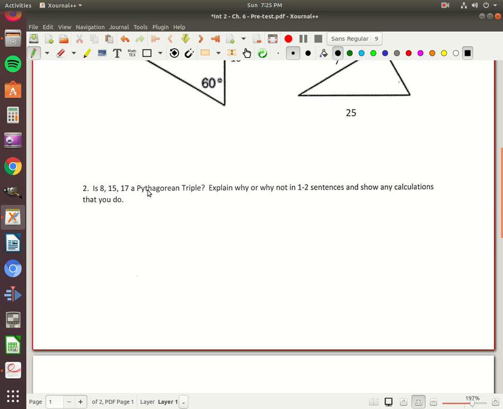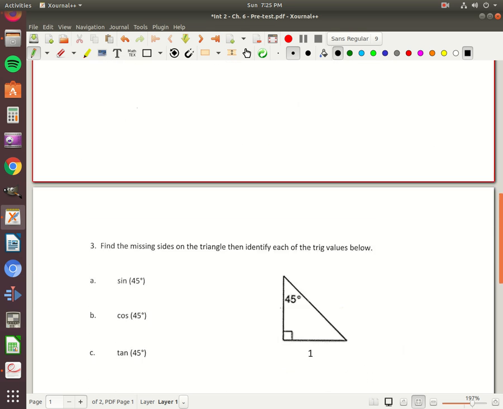We have a Pythagorean triple question. Is this a Pythagorean triple? I think the idea would be that you should be able to use the Pythagorean theorem and prove that or disprove that, right? Show any calculations. So I would use the Pythagorean theorem to say if this is 1 or if it isn't.